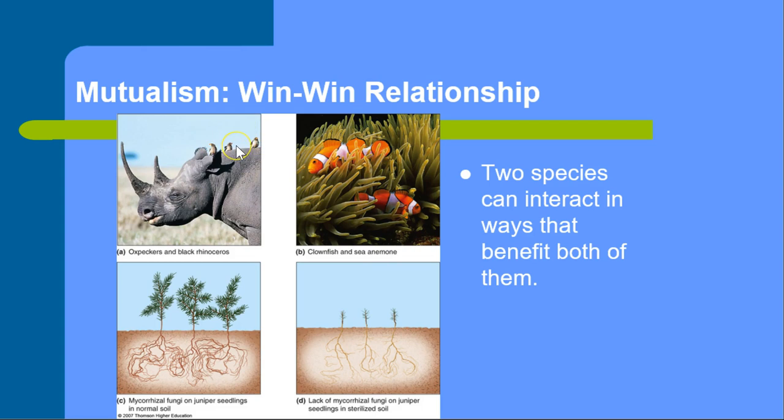The little birds get to eat food, right? These birds are called oxpeckers, by the way. Same thing, clownfish and anemone, right? The clownfish get to eat stuff, and the sea anemone protects the clownfish. The fungi and bacteria that live in the roots of various plants, this happens to be a juniper, but in various plants, actually provide the plant with food, and they themselves get resources from the plant.